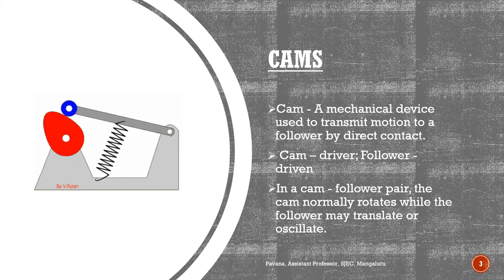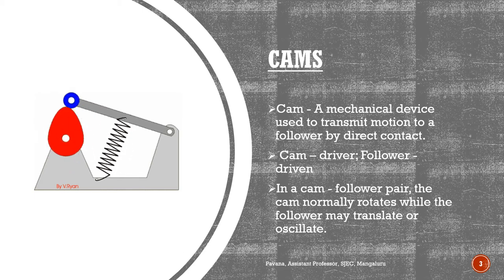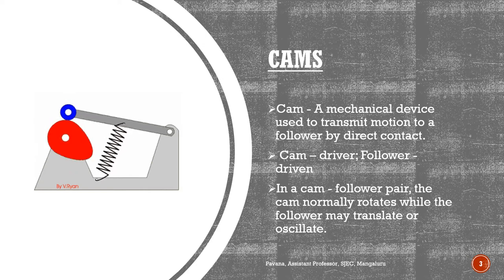CAMs are widely used in automatic machines, internal combustion engines, for the valve movements and all, machine tools, printing control mechanisms, and many other cases. Along with CAM and follower, one frame also will be there which supports the CAM and guides the follower. Okay, there will be one holding the CAM, other one holding the follower.